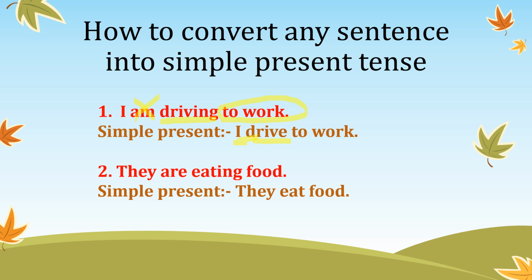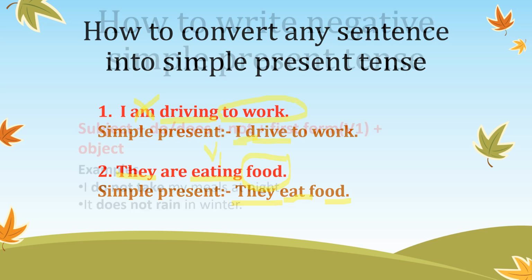Second sentence, they are eating food. Now here the subject is they. We will add they first. Now the verb is eating. The first form of eating is eat. So we will add eat, then plus food. Food is the object. So we will add food at the end of the sentence.